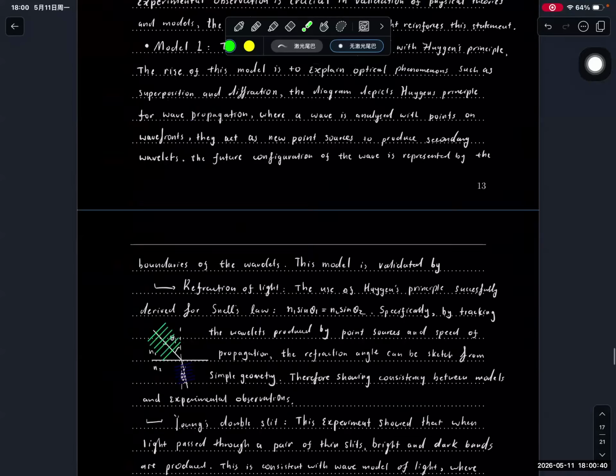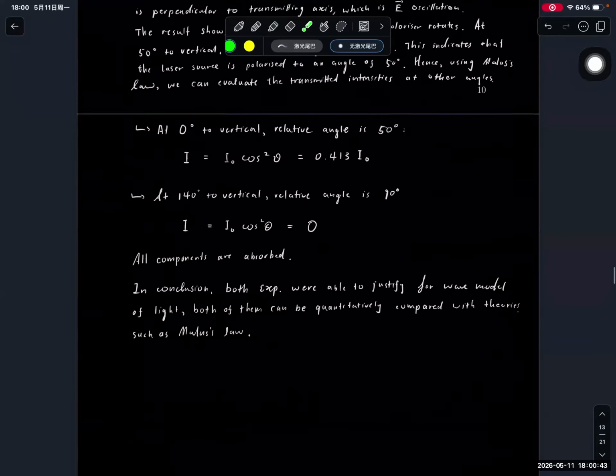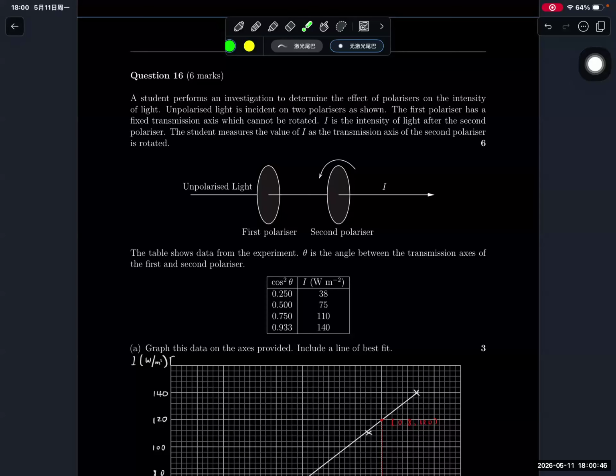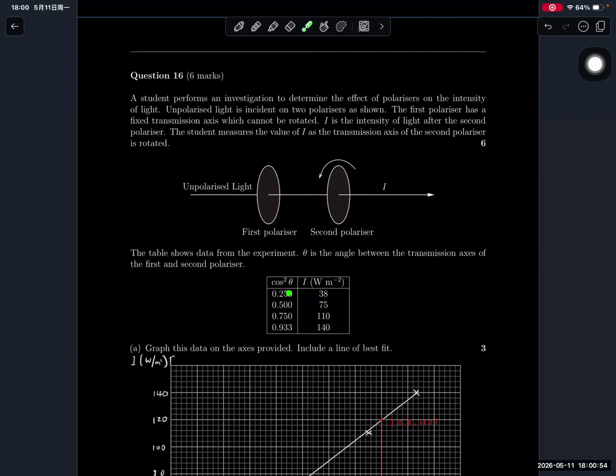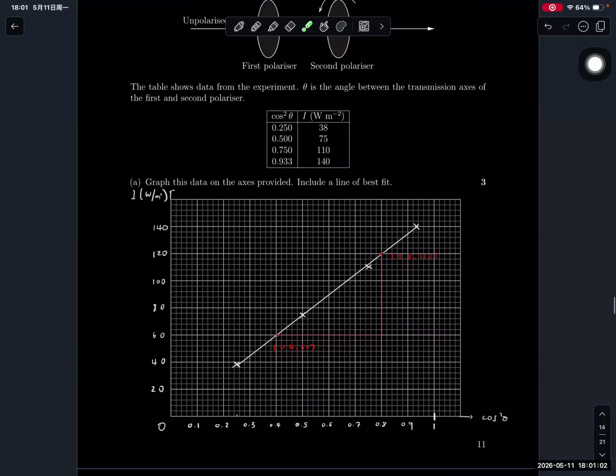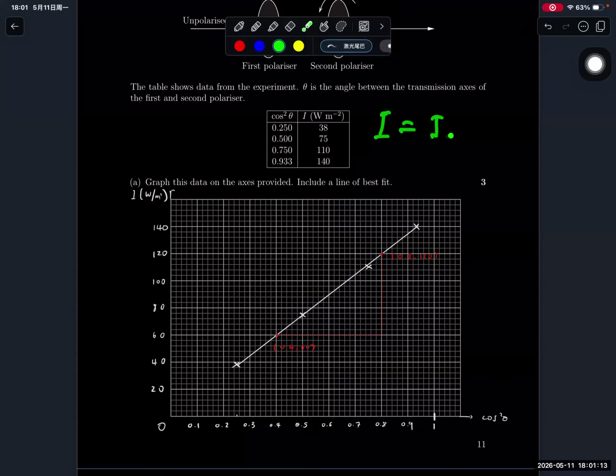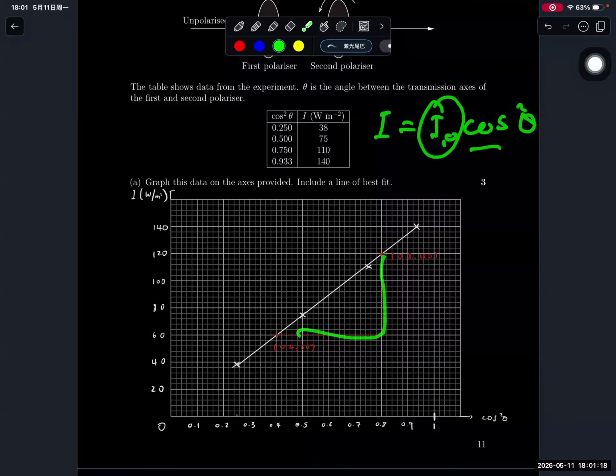So question 16, we've got this polarization experiment where we rotate this polarizer, and then we continuously measure the intensity, and we measure the angle. So it's an experiment where the independent variable is the angle, and the intensity is the dependent variable. We plot them, and this line is representing the equation I equals I naught times the cosine square of this. So the gradient will be I naught, right? Does that make sense if you recognize this?